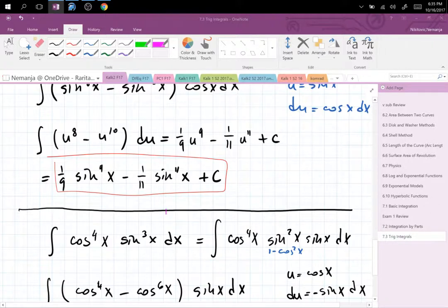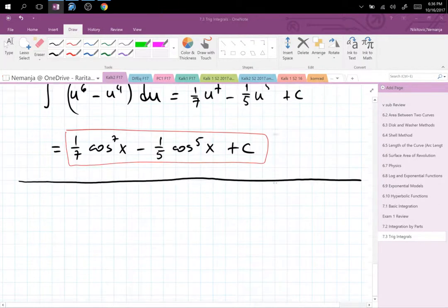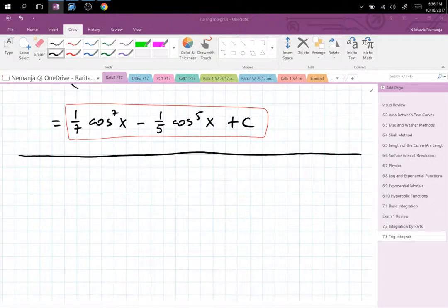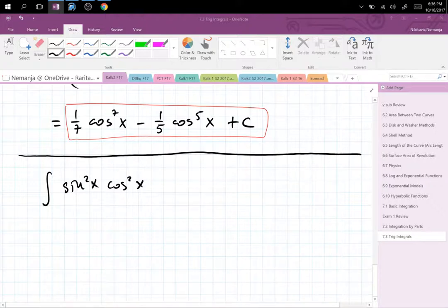Hell breaks loose with even exponents, because you can't use u sub. With even exponents, it doesn't matter. Well, let me write out an example first. So if you have sine squared x times cosine squared x dx, so both exponents are even. This problem gets exponentially more annoying with higher exponents.